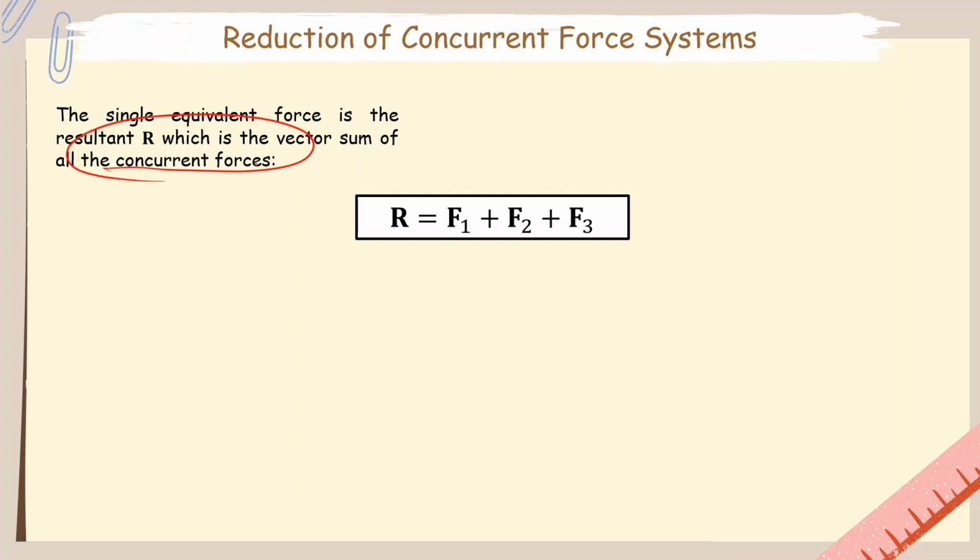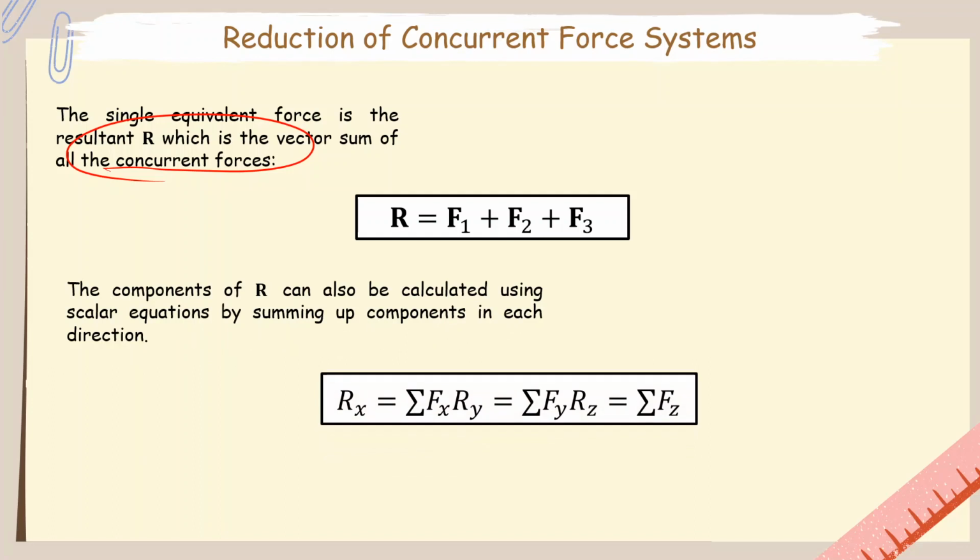Okay, take note guys, when we say concurrent, they have the same origin. Okay, so the components of the resultant can also be calculated using scalar equations. So, kung ayaw mo mag-vector sum, yung i-add mo yung i, j, at saka k, respectively, pwede ka din mag-scalar solution lang. Basta, tandaan lang na Rx is summation Fx, Ry is summation Fy, Rz is summation Fz.